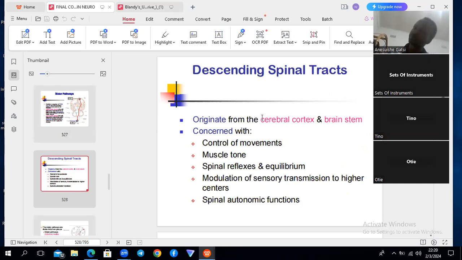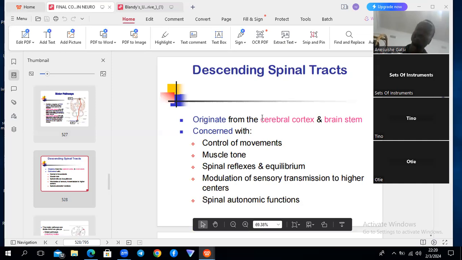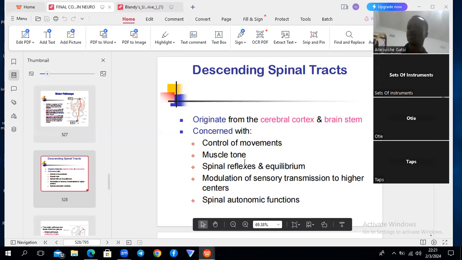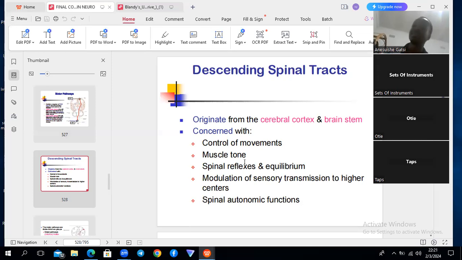This one here is a general slide telling us about descending spinal tracts. There are quite a lot of them. Some of them originate from the cerebral cortex, for example, the corticospinal that I've just told you. Then we have others coming from the brainstem, for example, I'll mention something called spinotectal. It would be useless for me to run down these functions without telling you the specific tract. So I'll do tract by tract and we discuss function by function.